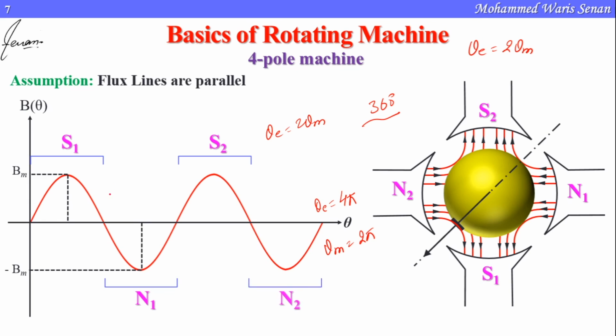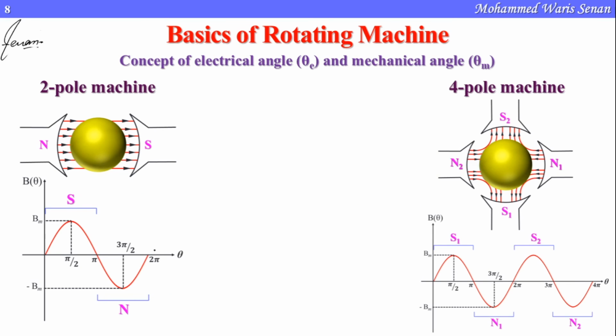Okay. So let us now show the angles pi by 2, pi, 3 pi by 2, 2 pi, 3 pi and 4 pi. These angles which you have just shown here, 3 pi, 2 pi and 4 pi, are actually theta electrical angles. Now let us generalize this concept. If we draw the graph for a 6 pole machine, you will notice that theta electrical will be equal to thrice theta mechanical. In the similar manner, if we draw the same graph for an 8 pole machine, theta electrical will be equal to 4 times theta mechanical.